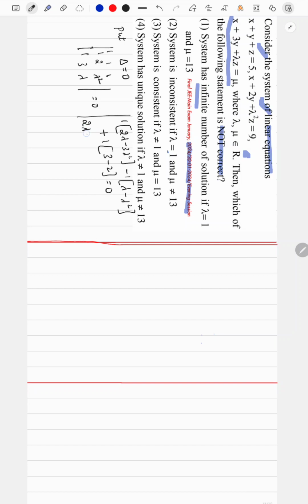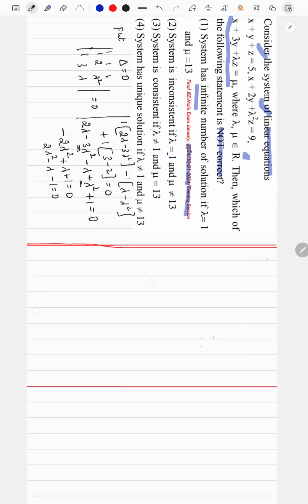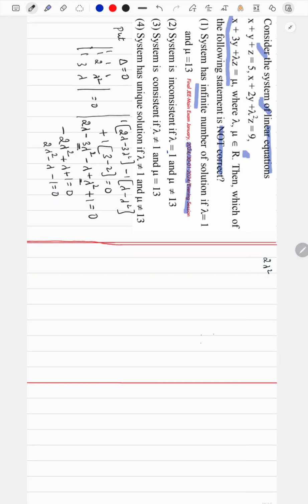So 2λ minus 3λ², take the negative sign inside the bracket, minus λ plus λ², and 3 minus 2 is plus 1, which equals 0. Solving this, minus 3λ² plus λ² is minus 2λ², plus 2λ minus λ is plus λ, plus 1 equals 0. Multiply the negative sign on both sides, then we get 2λ² minus λ minus 1, which is a quadratic equation. So 2λ² minus 2λ plus λ minus 1 equals 0.